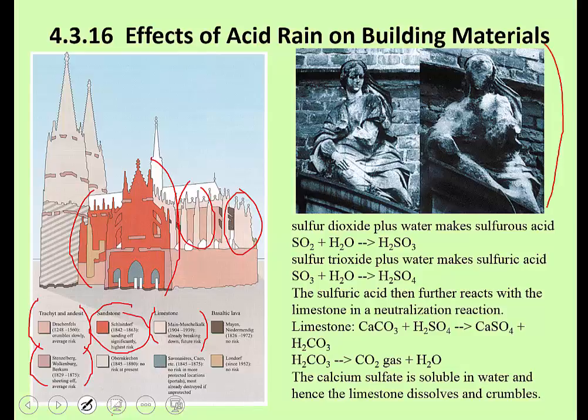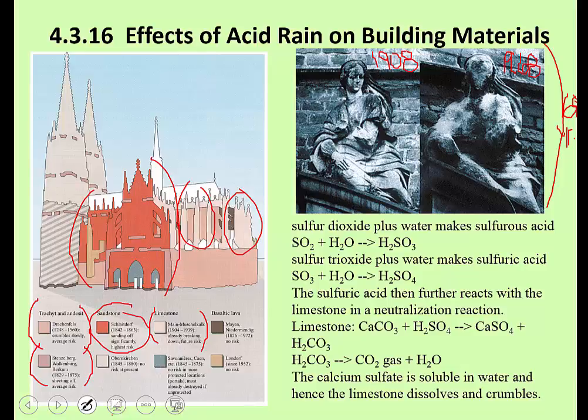Likewise, here's another European statue. This is a classic example of the effects of acid rain on these building materials and mineral materials. The picture on the left of the statue was taken in 1908, and the picture on the right is the same statue, taken in 1968. So a 60-year difference. And you can see the effects that acid rain and weathering have had on that statue.